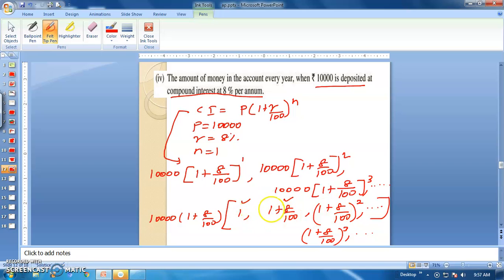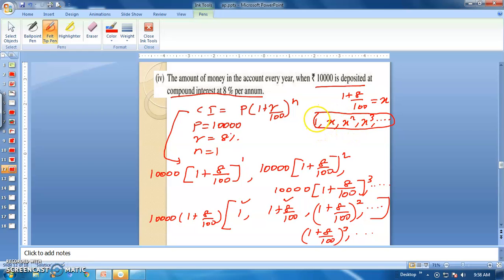So here you can find one thing: instead of 1 plus 8 by 100, if I substitute x, this series in the bracket will become 1, x, x square, x cube, etc. It keeps going on. Whether this series forms an AP or not? Here one common thing is there: each term is multiplied by x, not added by x.